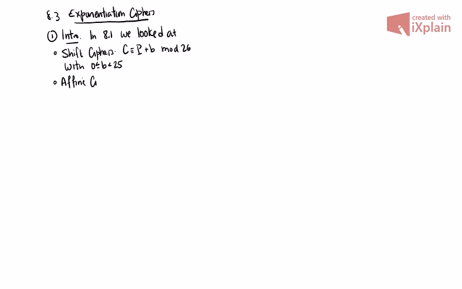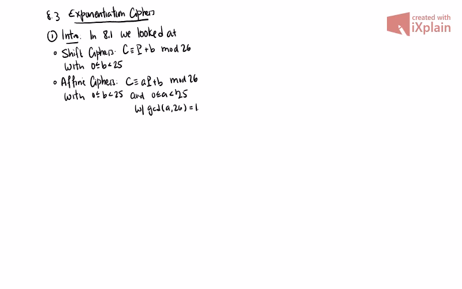And then we did affine ciphers. What we did was C is AP plus B, mod 26. Again, B could be any of these, and technically A could be any of these. A had to be co-prime to 26, or else it wouldn't be invertible.